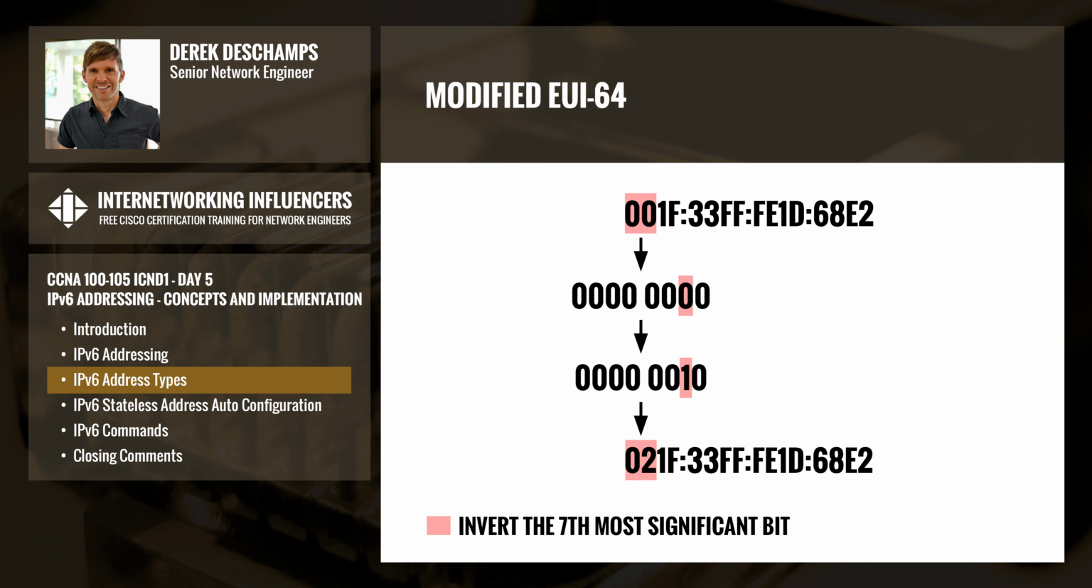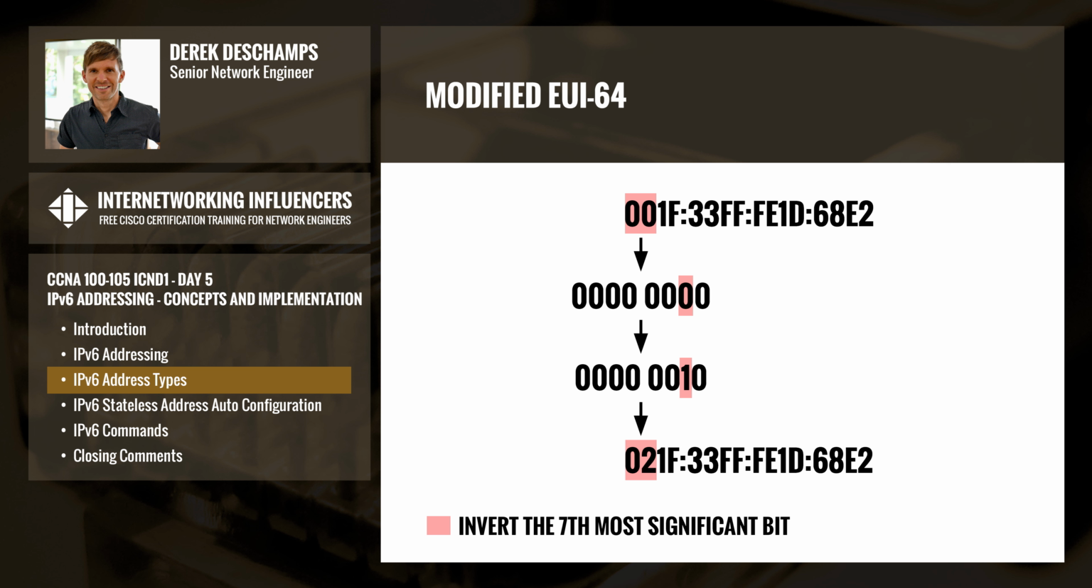Secondly, we invert the 7th most significant bit. To calculate this, we take the first 2 hexadecimal digits starting from the left, which represent bits 1 to 8, and convert them to binary. We then invert the 7th most significant bit, and convert the result back to hexadecimal.